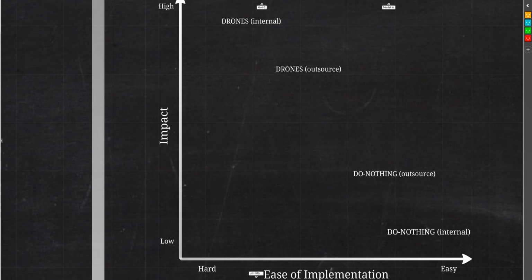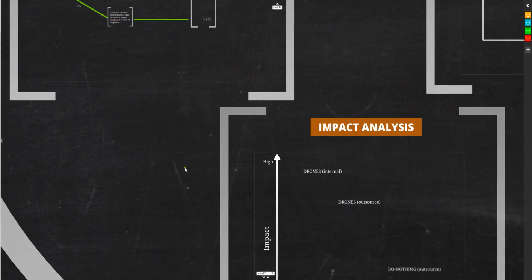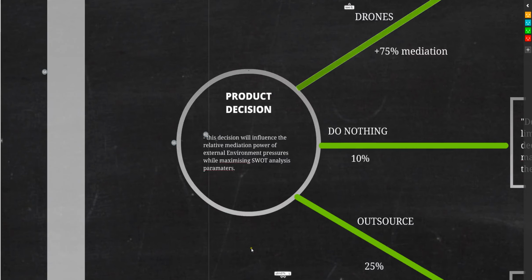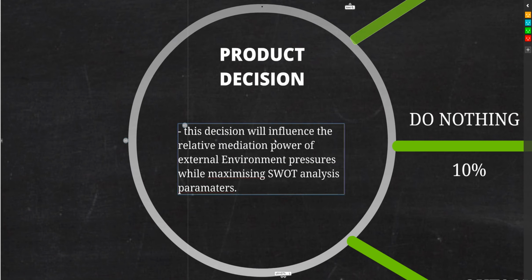So how we got to those decisions is using a decision tree diagram. This is just a high level decision tree of some of our thinking around getting to those decisions. In this decision tree, we start off with the first question, which is obviously the decision we're trying to make, about the product. So it's the product decision, and this decision will influence the relative mediation power of the external environment pressures, while maximizing our SWOT analysis parameters. So maximizing our strengths and opportunities while minimizing weaknesses and threats.